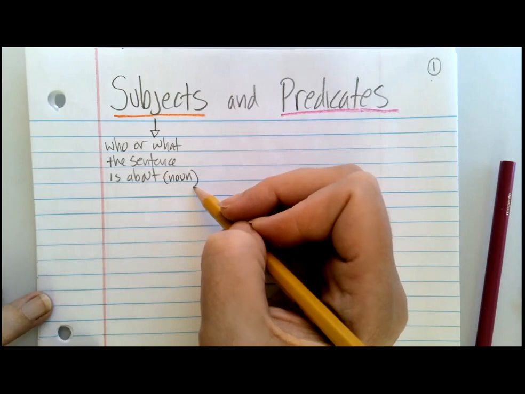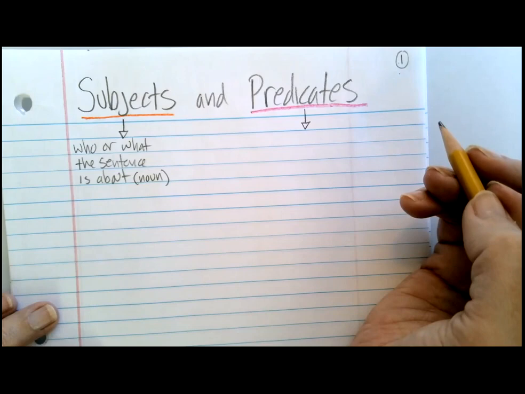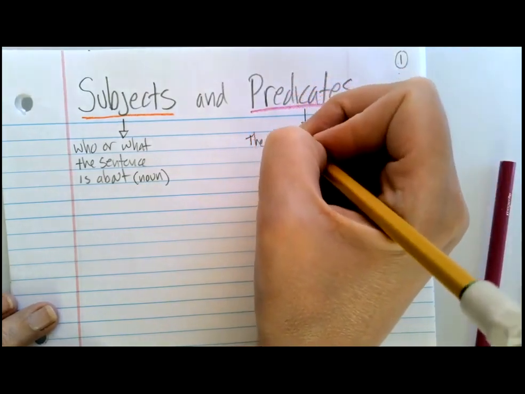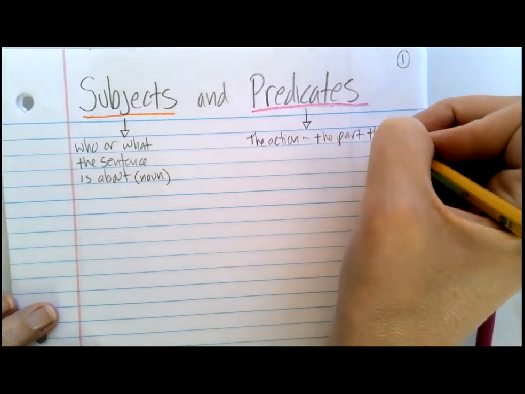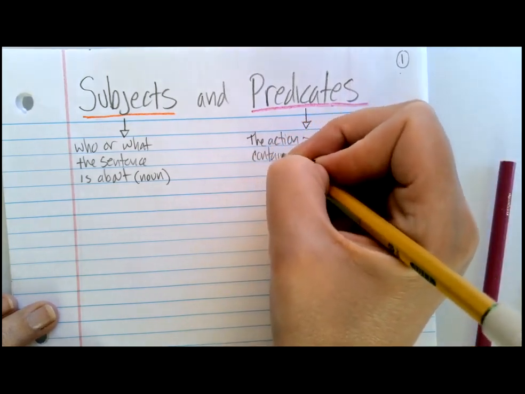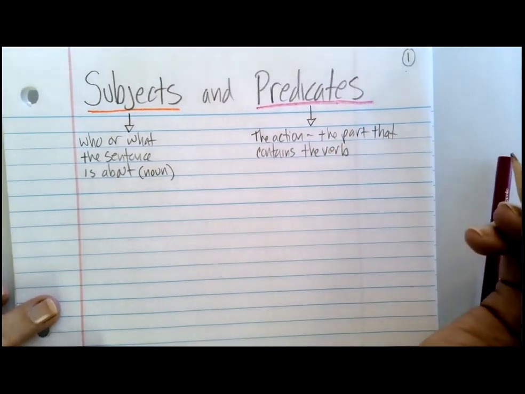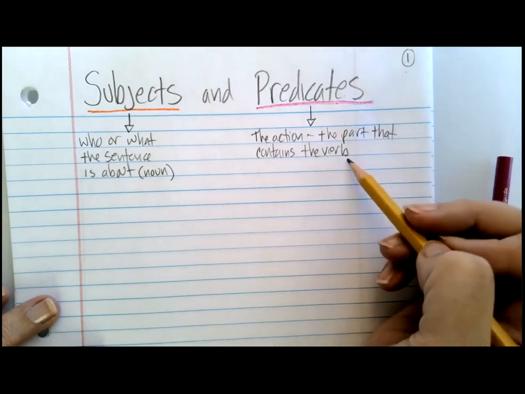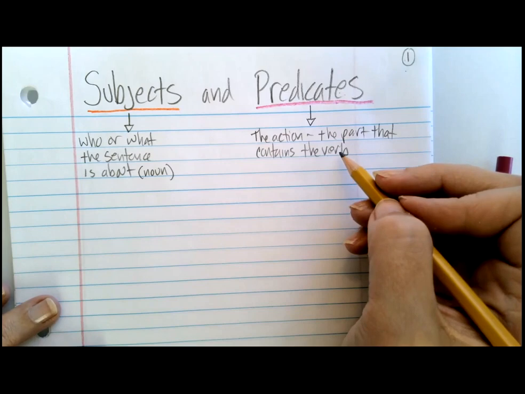Now let's talk about what a predicate is. So a predicate, we can call this the action. So we're going to write the action, the part that contains the verb. And as you know, the verb is the action word, okay? So the predicate contains the action word. In fact, the simple predicate is the action word.